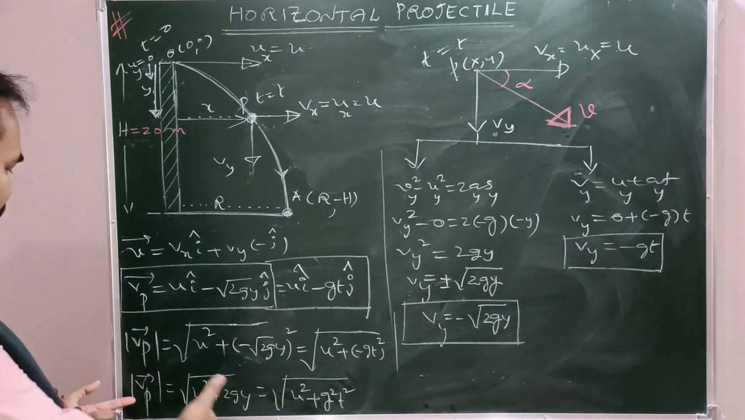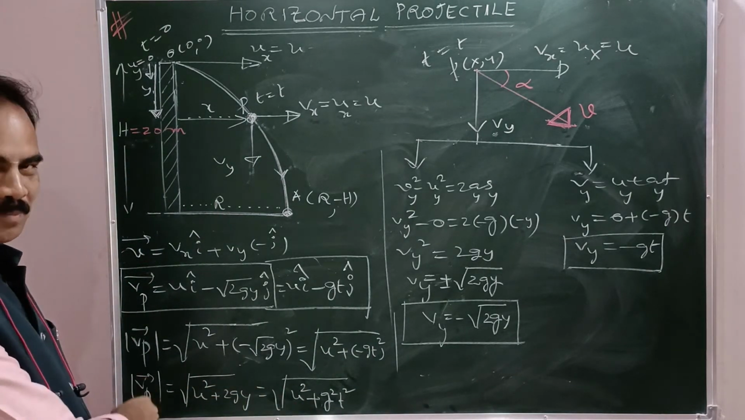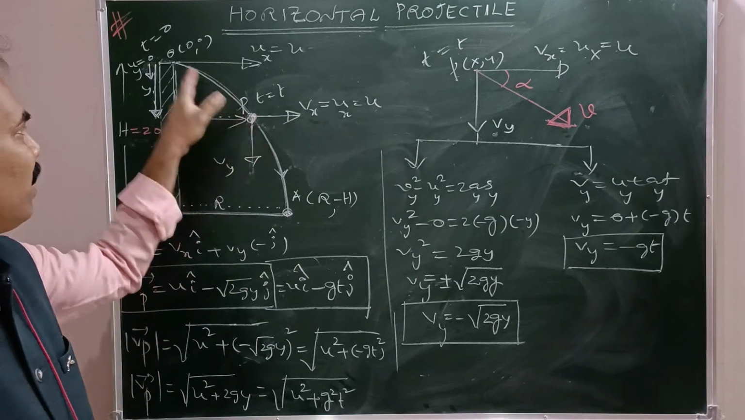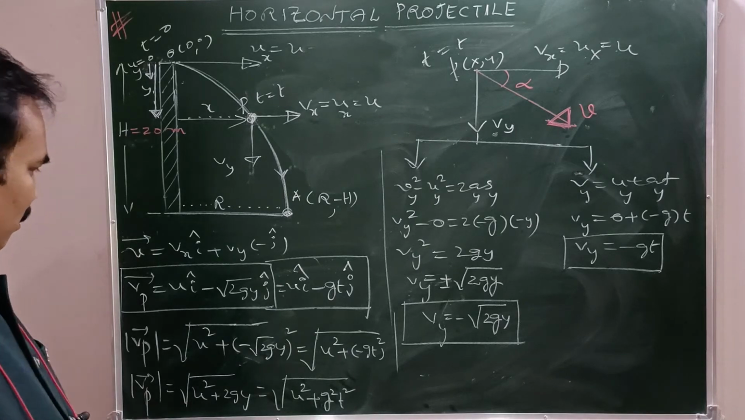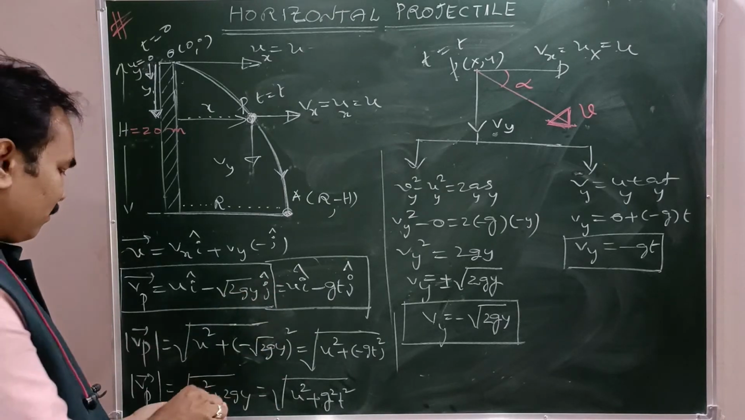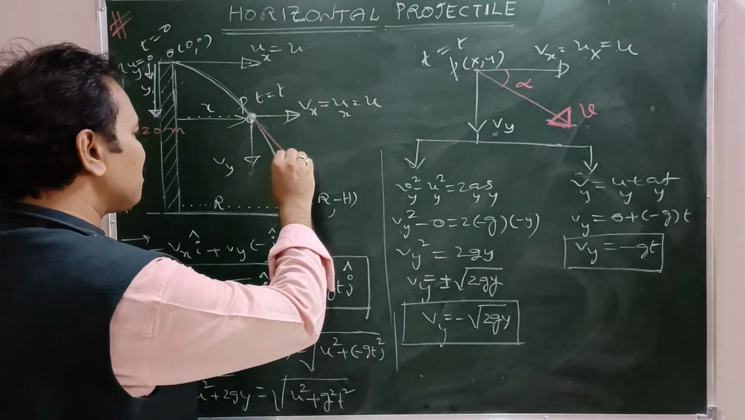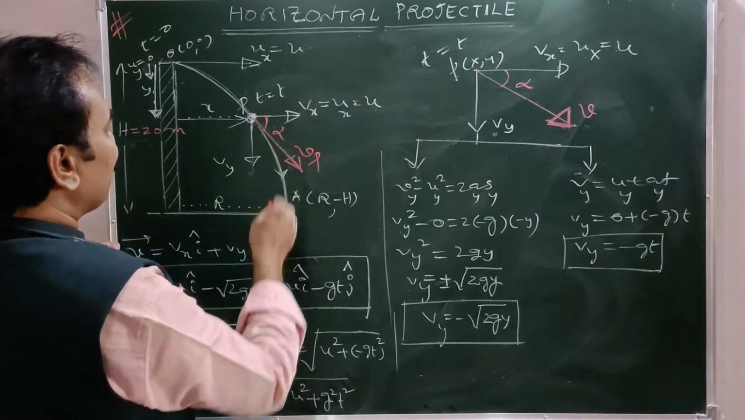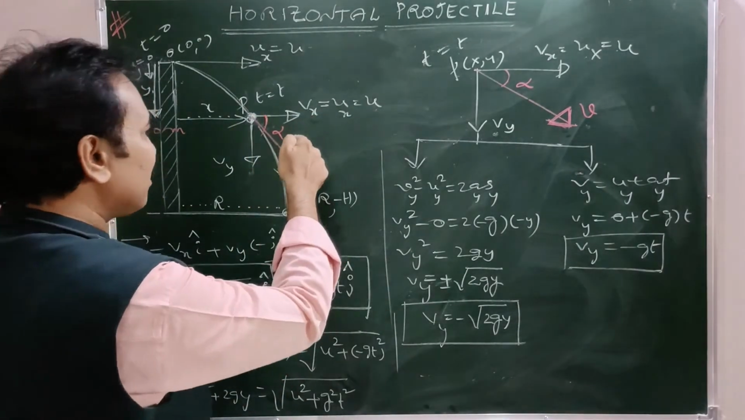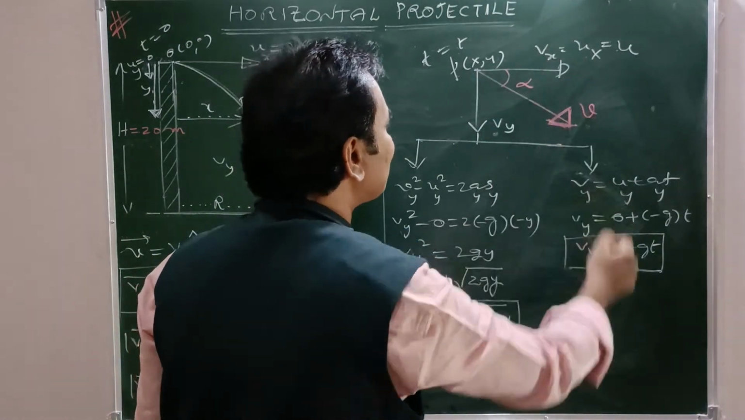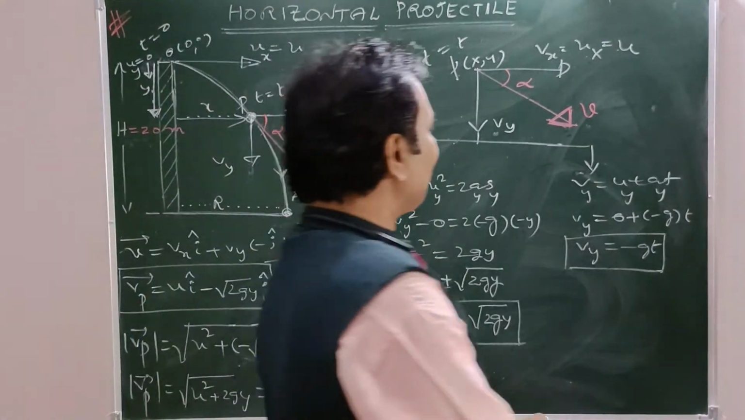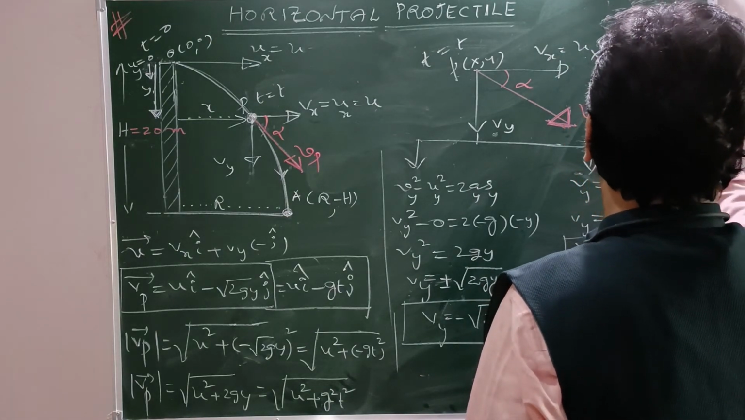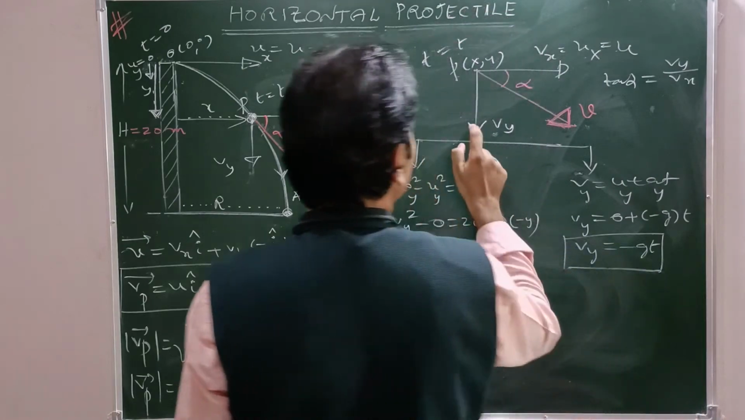So that's how we can have two expressions to find the speed or magnitude of velocity at a given point on the path after time t from the point of projection. Now, what is the direction of motion here? This is the net or instantaneous velocity at point P. The angle made by Vp with the horizontal is alpha. So tan alpha is opposite side by adjacent side. Opposite means Vy, adjacent means Vx. So tan alpha equals Vy by Vx.